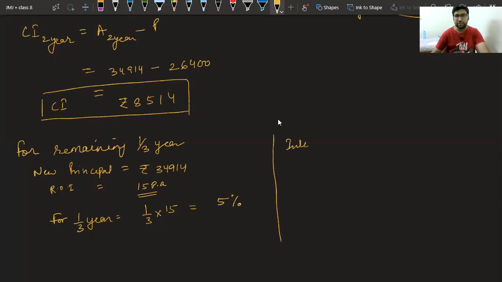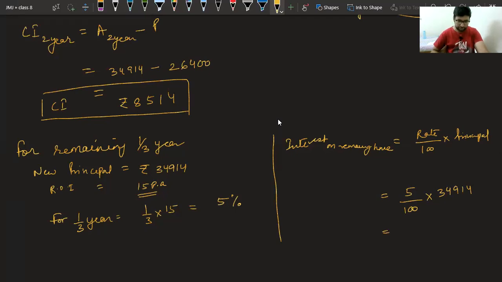So the interest on the remaining time will be given by rate upon 100 into principal. Put the values: 5 upon 100 into the new principal 34,914. Tell me what is the answer. Multiply these two, class. 17457. Okay, I don't think so.